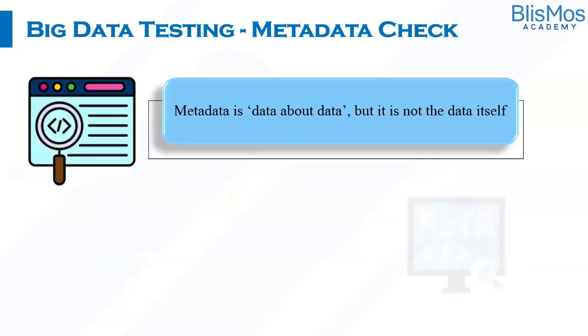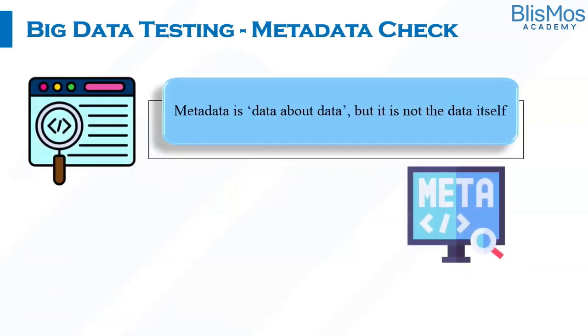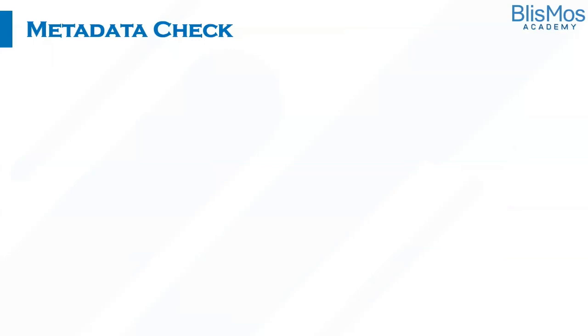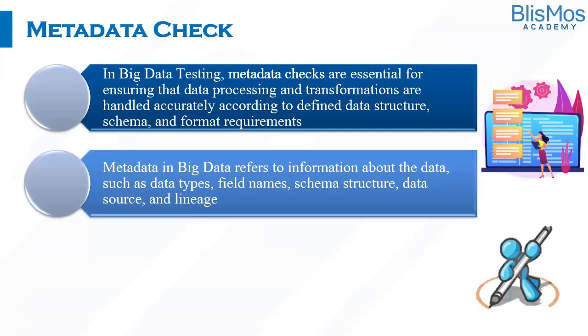What is metadata? We already know it, right? But for the revision, metadata is the data about data. And don't say it is a data itself. Metadata is the data about data. It is a summarized data for the contextual data. We are summarizing the whole data itself. So if you are not validating the metadata, then the data itself may go wrong. Metadata check is one of the important aspects of the whole big data engineering.